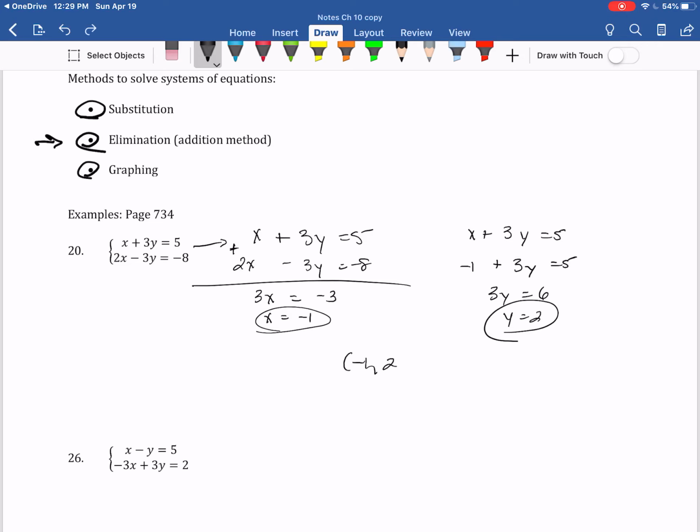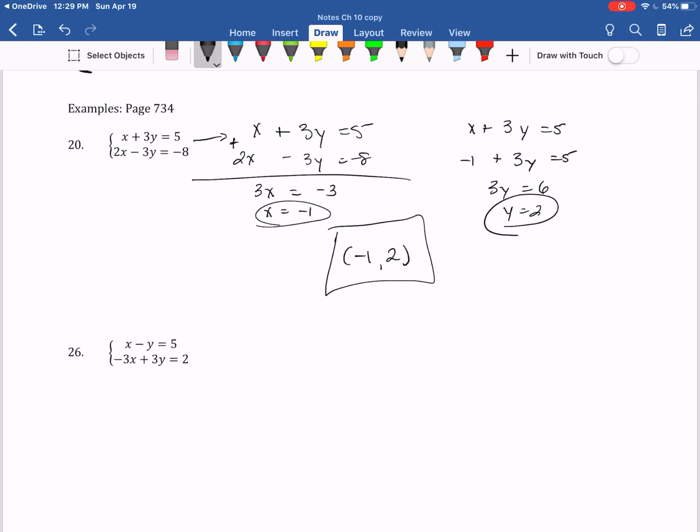(-1, 2) is the ordered pair that makes the system of equations true, which means if I plugged in -1 for x and 2 for y into both equations, I would get a true statement. These two lines intersect at the point (-1, 2). So that is my one and only solution.